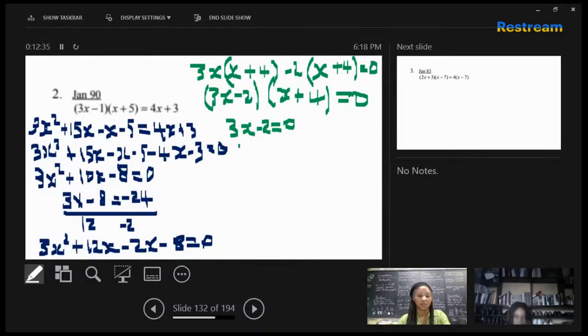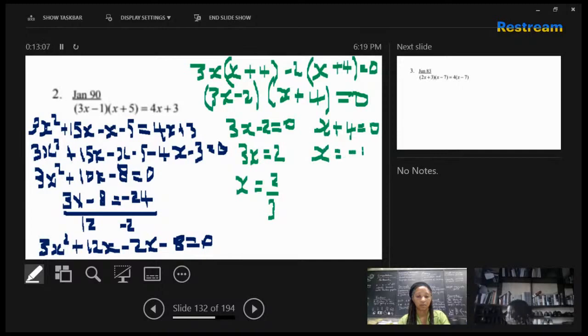So 3x minus 2 is equal to 0, so 3x is equal to 0 plus 2, and x is equal to 2 over 3. Okay, the second bracket: x plus 4 is equal to 0. So x is equal to 0 minus 4, so x is equal to negative 4. All right, very good.